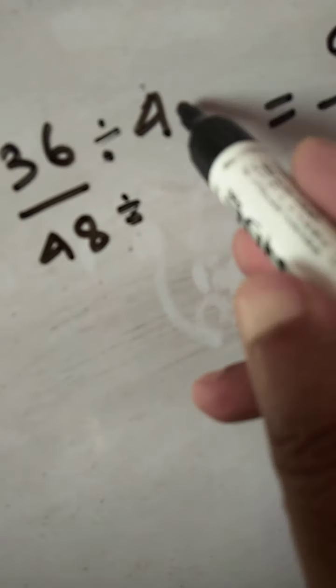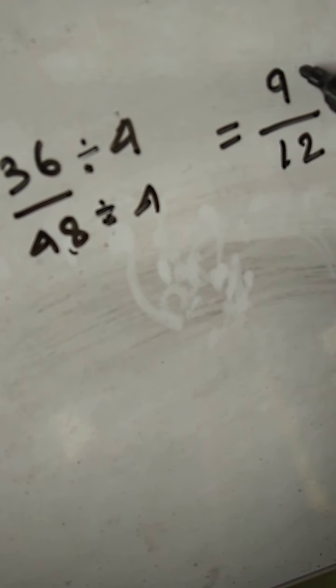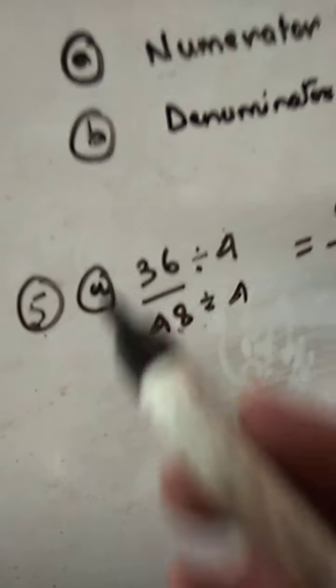That is, 36 divided by 4 will give you 9. And the same treatment you have to do with the denominator also. That is, 48 divided by 4. So 36 divided by 4 is 9. What is 48 divided by 4? It is 12. Okay, so the required fraction is 9 upon 12. So this is the solution of sum number A of question number 5.